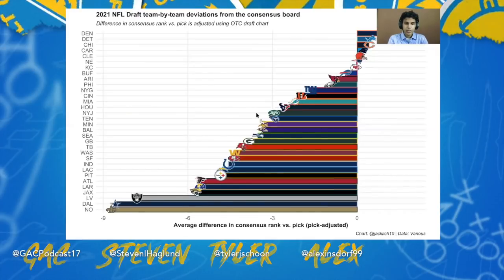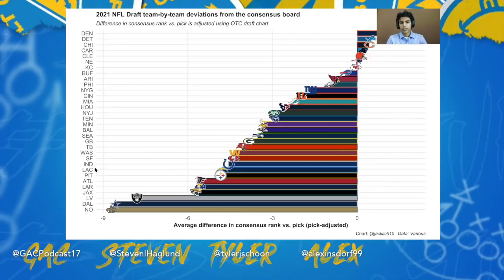Okay, so we're going to be looking at the next graph right here, which is the NFL draft team-by-team deviations from the consensus board. As usual, this graph was made by Jack LICH10 on Twitter. Make sure to go check him out. He does a lot of great stuff regarding the draft. Now this might be a little bit confusing to look at. I'm just going to point out straight away, the Chargers are on the bottom of the spectrum.